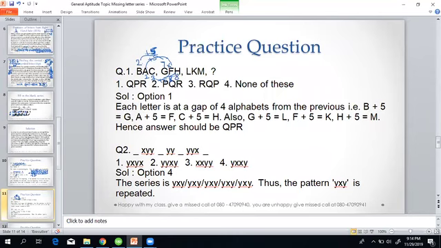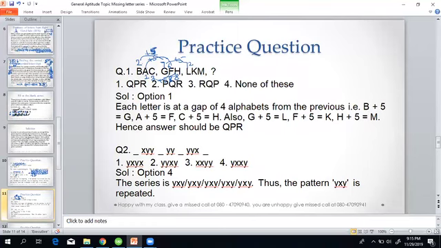Same thing again. G is at the 7th position. 7 plus 5 is 12 and L is at the 12th position. Okay, and 6 plus 5 is 11 and K is at the 11th position. 8 plus 5 is 13 and M is at the 13th position.